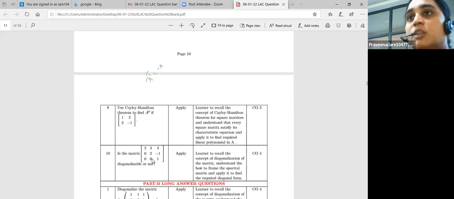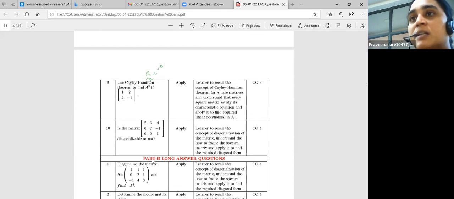Next, ninth question, use Cayley-Hamilton theorem to find up to A power 8, if for the 2 by 2 matrix, that is 1, 2, 2, minus 1. This is also simple. And next, 10th question, is the matrix diagonalizable or not? Same as previously what I discussed, same procedure for this verification of diagonalizable or not. Okay, these are the critical thinking questions for the second unit.